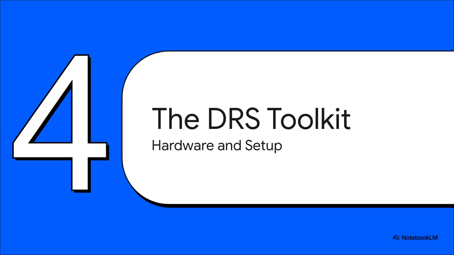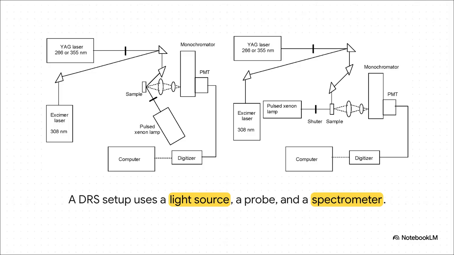So we've got the theory down, but what does a machine that can actually perform this kind of magic look like? What's in the toolkit? Even though a full diagram might look complicated, a DRS system really just boils down to three main parts. You've got a light source, like a lamp. You've got a probe to shine that light on your sample and then collect the light that bounces back. And finally, you have a spectrometer, which is the brain that analyzes that reflected light and generates the spectral fingerprint.